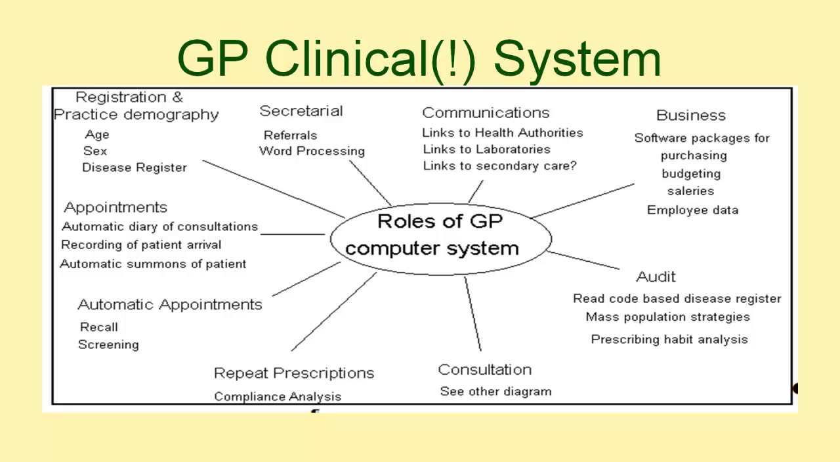So, if you look at a typical clinical GP system, we can see that it has various functions. It deals with the consultation, audit, communications, secretarial roles, registration, appointments, and certain business aspects. And often the GP clinical system is divided into what's known as the front end and back end aspects: those aspects of the system which are carried on before or after the consultation or by non-clinicians, and those aspects that are carried out during the consultation.